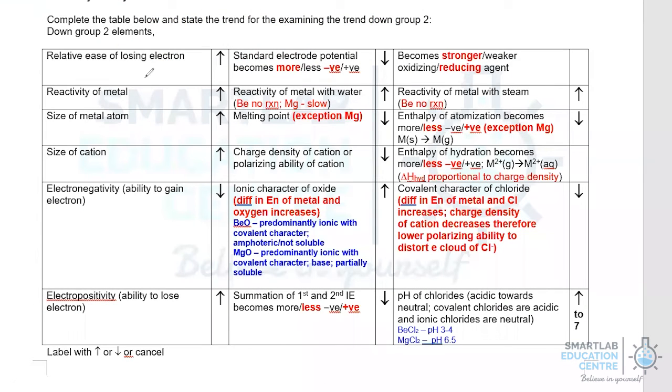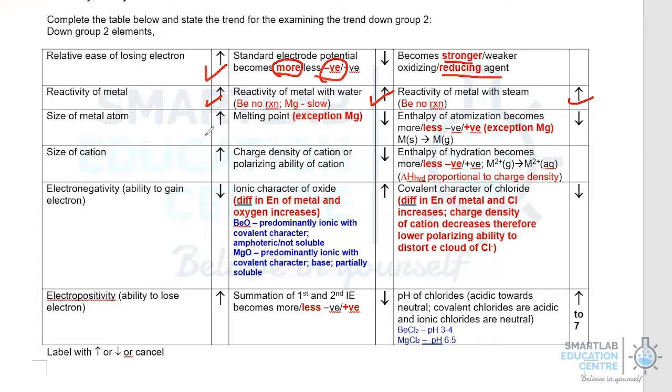Now let's take a look at the summary. When you go down the group, the relative ease of losing electrons increases as the electrons are further away. Therefore, standard electrode potential values become more negative, as the metal can more easily oxidize, and therefore, if you go down the group, the metals become stronger reducing agents. And given that the standard electrode potential becomes more negative, it means that the metals are more reactive. So the reaction of metal with water increases down the group, and reaction with steam also increases down the group.